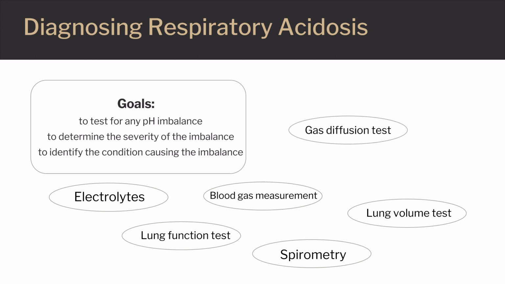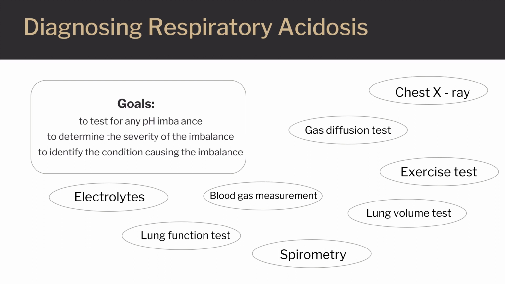The gas diffusion test. You'll breathe a safe amount of carbon monoxide through a mouthpiece that's attached to a machine. From this, your doctor will be able to measure how effective your lungs are at passing gases into the bloodstream. And finally, the exercise test. This involves running on a treadmill or using an exercise bike while monitors keep track of your blood pressure, blood oxygen, and heart rate. The exercise shows how your lungs function when you're physically exerting yourself.